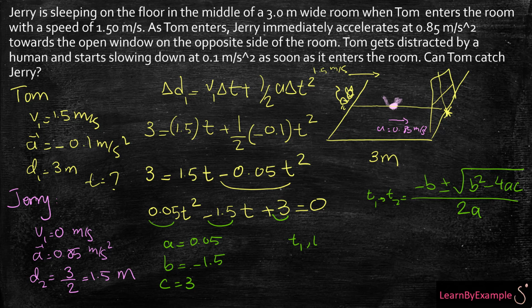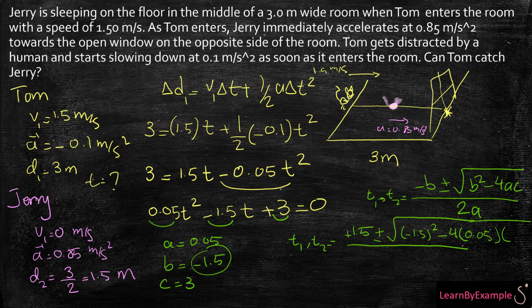So I have T1 and T2 equals minus B, which is positive 1.5 because I have a negative 1.5 here. If I multiply a negative sign by negative 1.5, I'll have a positive 1.5 plus minus, again, negative 1.5 to the power of 2 minus 4 times A. My A is 0.05 and C is 3. All over 2 times A, which is 0.05.